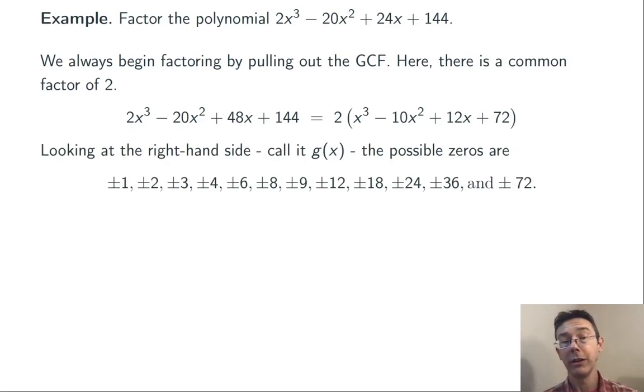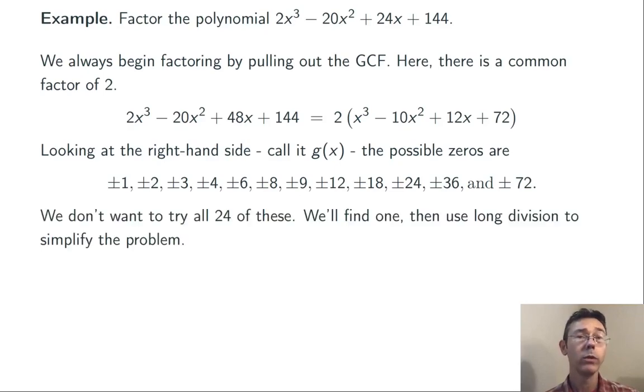Now, unfortunately, 72 has a lot of factors. 1, 2, 3, 4, 6, 8, 9, 12, 18, 24, 36, 72. And any one of those could be negative. So we don't really want to have to plug in all 24 of those. Our strategy is going to be to plug in until we find one that is a root, and then use long division to simplify the problem. So hopefully we won't have to do quite that much plugging in.